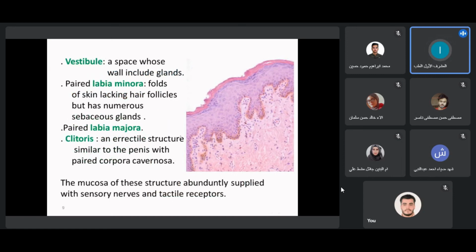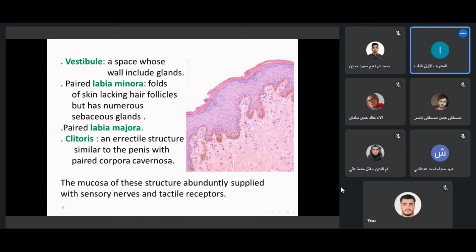The vestibule is a space where the wall contains glands. These glands produce mucus secretion that helps in lubrication. The labia minora are small folds of skin characteristically lacking hair follicles, unlike the labia majora that contain hair follicles. The labia minora contain numerous sebaceous glands.